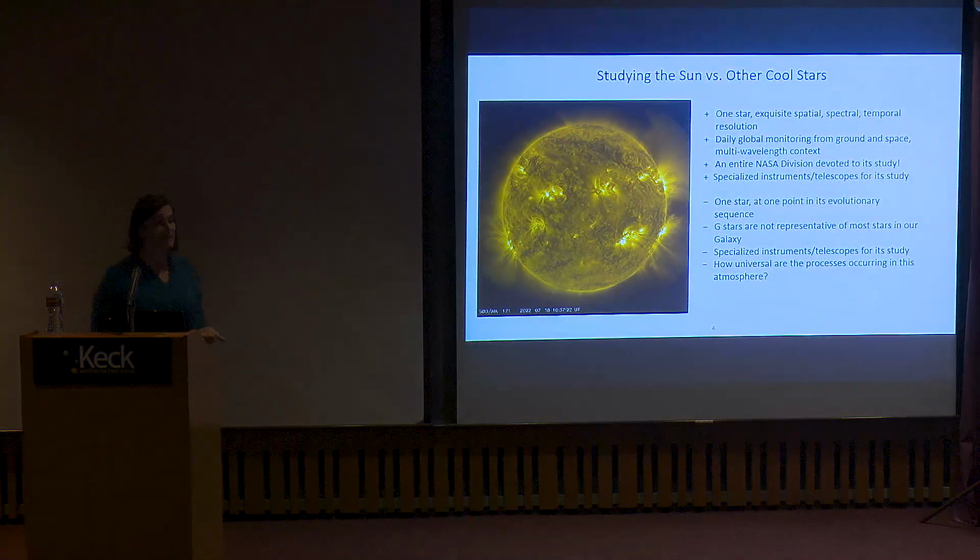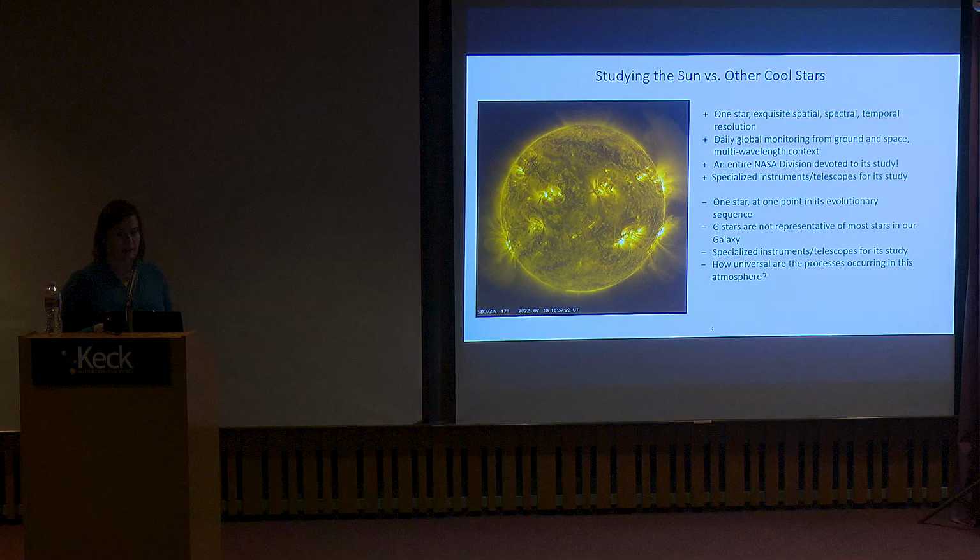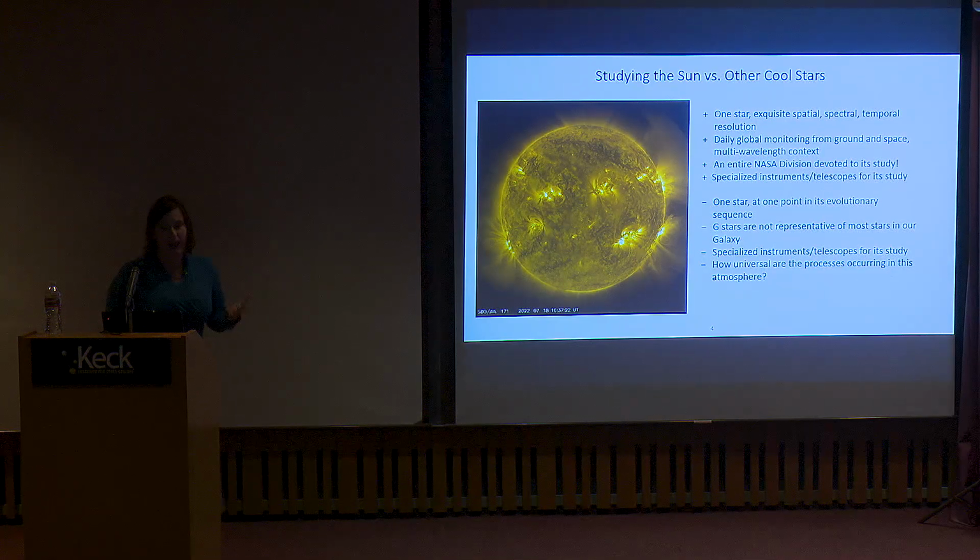G stars are not representative of most stars in our galaxy, so we're not getting the context of what the typical star in our galaxy looks like. The specialized instruments is both a plus and a minus, because it means that it's much more difficult to do intercomparisons when you're talking about studying stars and studying the sun. And we have the question about how universal are the processes occurring in this atmosphere. That's something that Antigone raised, and that's a recurring theme that I want to emphasize, that we need to be able to question our assumptions, because that's really where we can get to all of the meaty, interesting stuff that might be happening or not happening.